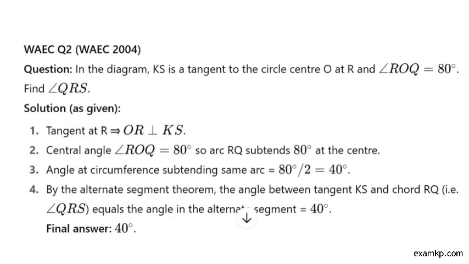Now, in 2004, a tangent KS touches a circle at R. If angle ROQ is 80 degrees, find angle QRS. Now, angle ROQ is an angle at the center. What is the angle at the circumference? It's 2 times the angle at the circumference, so 80 degrees divided by 2, which is 40 degrees. So by the alternate segment theorem, angle QRS is also 40 degrees.